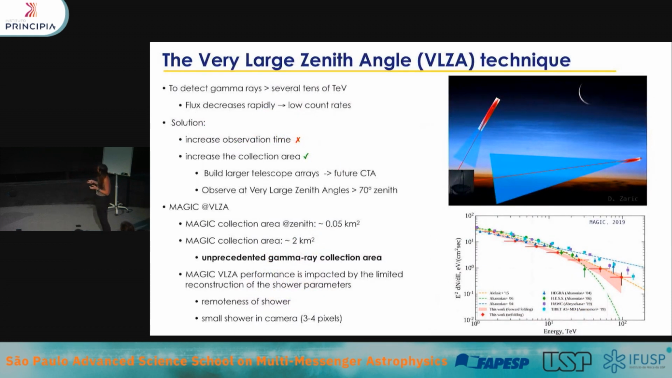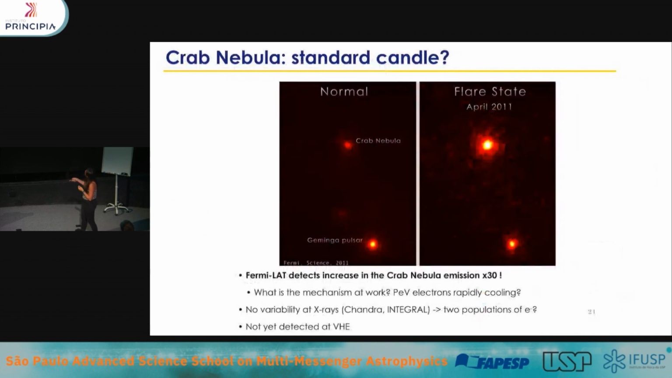So, well, this is just to show you what I was telling you of this very large zenith-angle technique. If you look at a shower that is on top of you, your collection area is much smaller, but if you go to higher zenith angles, your collection area increases, and you can detect all of these super energetic showers. So at zenith, your collection area is about 0.05 square kilometers, and if you go to a really large zenith angle, you get 2 square kilometers. So this is a technique that we have been using lately to try to go as high in energy as possible for certain sources of our interest.